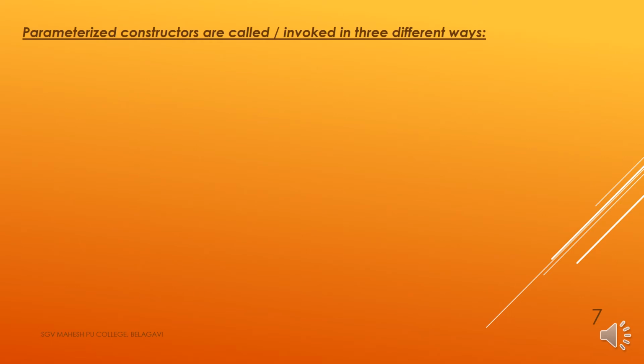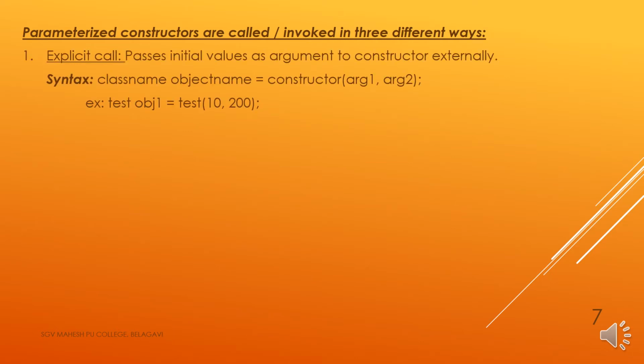Now let's see how parameterized constructors are called or invoked in 3 different ways. Parameterized constructors are called in 3 different ways, that is explicit call, implicit call and using the equal to operator. First, let's understand what's an explicit call.